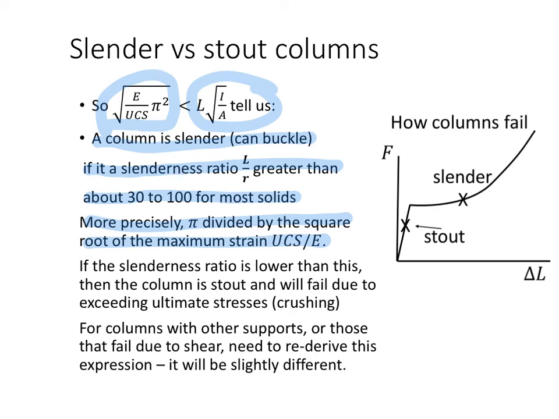And if the slenderness ratio is lower than this, then the column is stout and will fail due to exceeding ultimate stresses during crushing. We have to keep in mind that for columns with other supports, our Euler buckling force would have been different. And if columns fail in shear, we need to derive an expression with respect to the ultimate shear stress instead of the ultimate compressive stress. So these really should be derived every time, but this gives you an approximate idea as to whether buckling or failing due to compressive stress exceeding ultimate stresses is important.